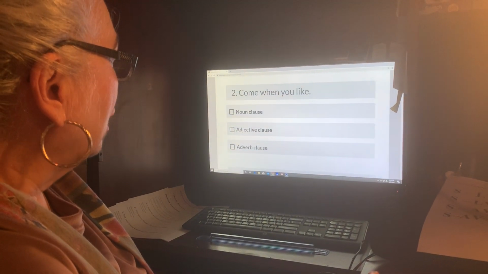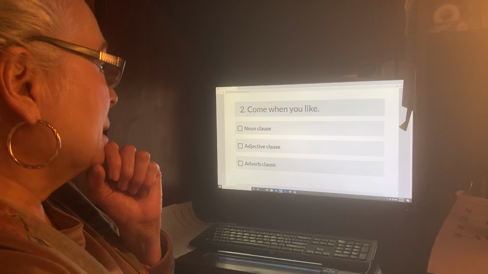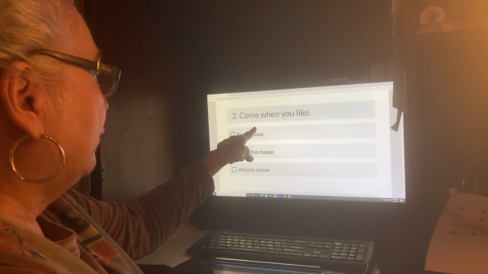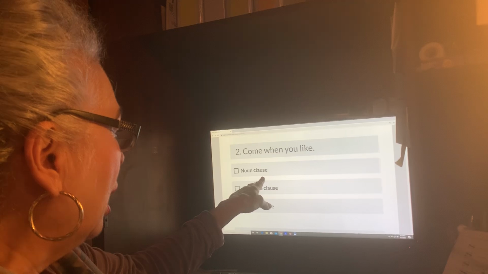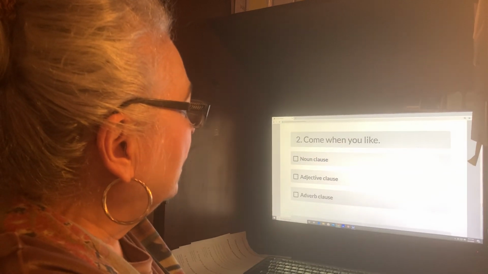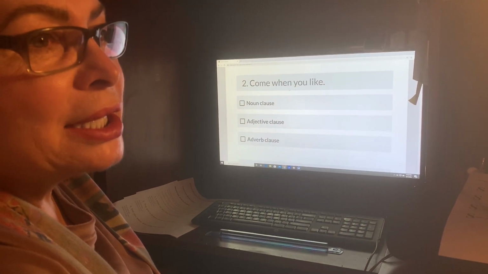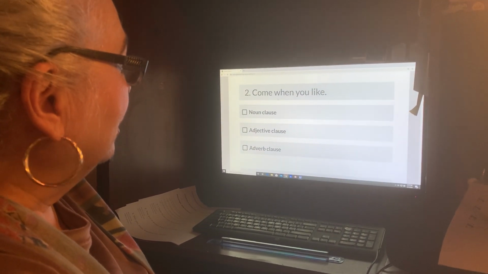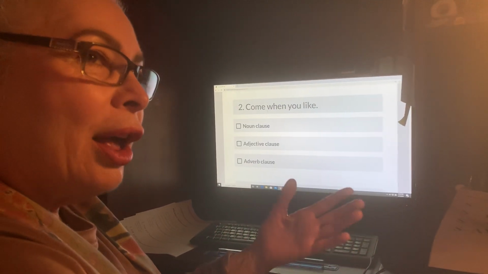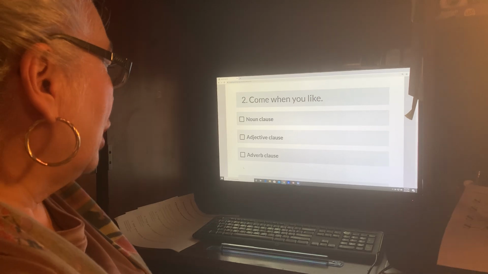Number 2. Here we are, another command. The subject of all commands is you. And we see a subordinator here. You come, AV. You come when you like. When you see a when, it's usually answering when. You come when? When you like. When should you come? When you like. What answers when? Your adverb clause right here.